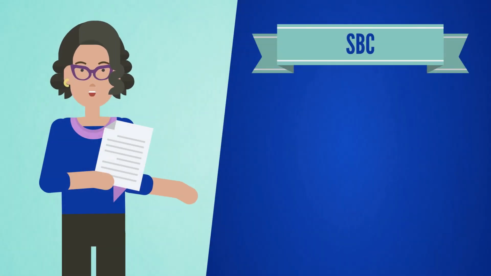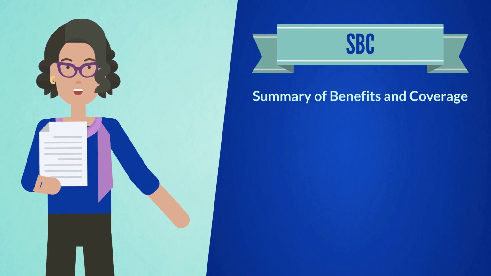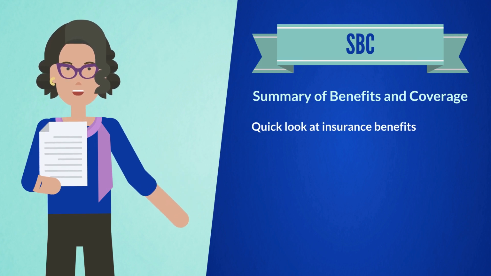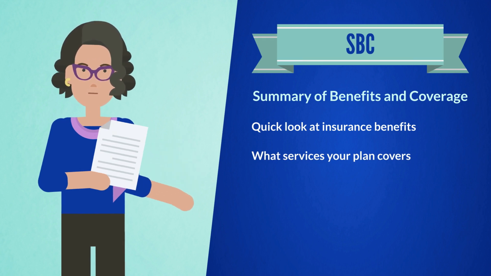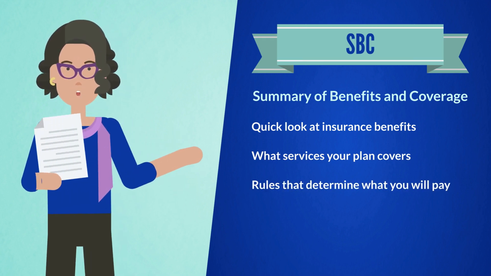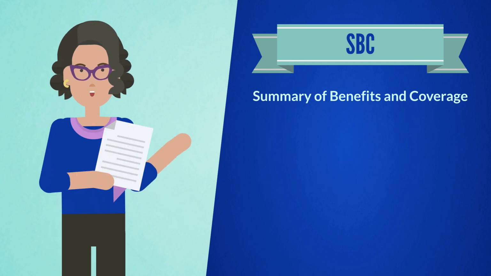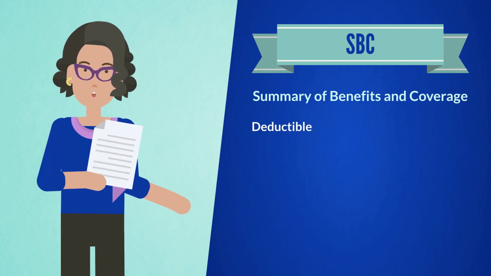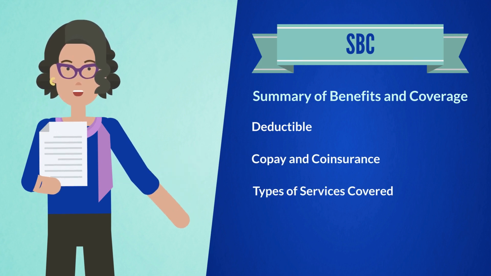Next, let's talk about the Summary of Benefits and Coverage, SBC. This document gives you a quick look at your insurance benefits, what types of services your plan covers, the rules that determine what you will pay for the care you receive, and other important details. You'll want to pay careful attention to the deductible, copay, and coinsurance costs, as well as what types of services are covered by the plan.